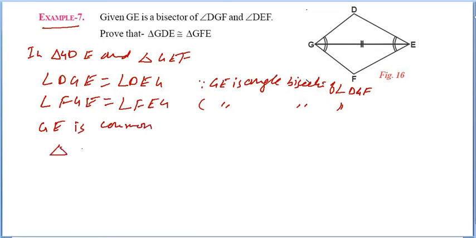That's why the triangle GDE is congruent to triangle GFE. Why? By which property? It is ASA. That one is the proof, hence proof.